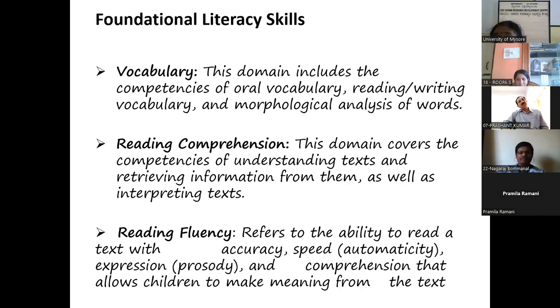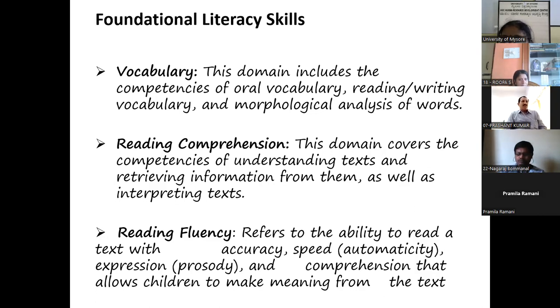Okay, reading comprehension. This domain covers the competencies of understanding text, retrieving information from them, etc. So again, you'll have to comprehend the meaning of the text. Then reading fluency. It refers to the accuracy, the speed, expression, etc. So I was telling you how with modulation of voice, we can make either the teacher a fool or a student a fool. Okay. So all these have to be taken care of. I think if this is taken care of, lawyers will have very less work.